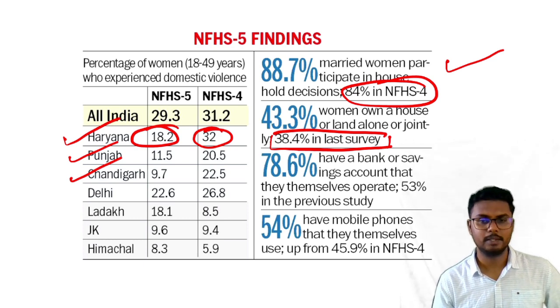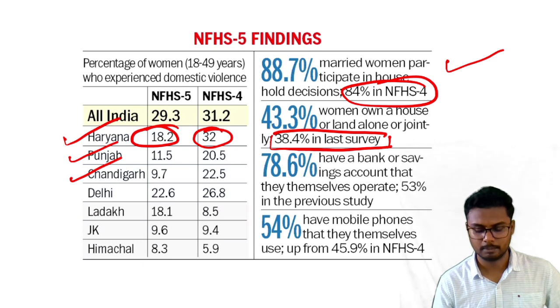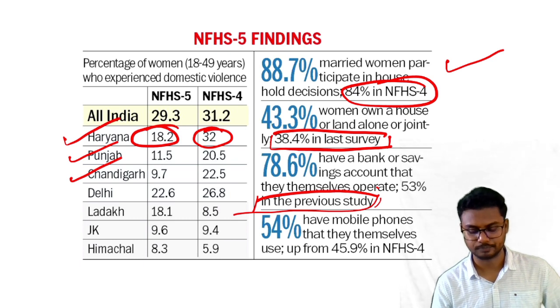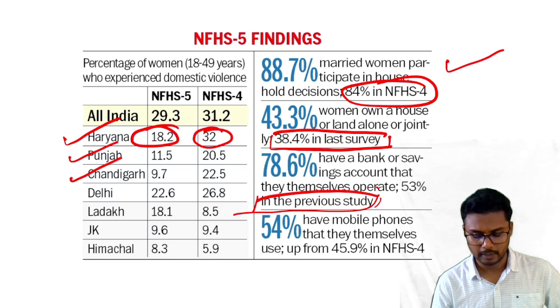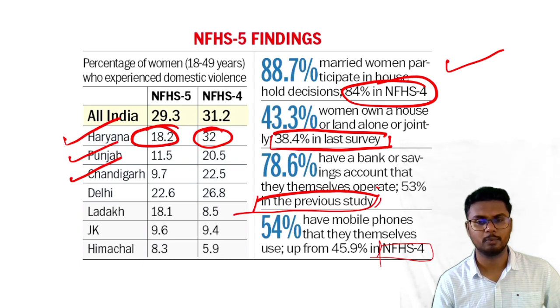Next, 78.6% have a bank or savings account that they themselves operate, 53% in the previous study. So 53% of women had bank accounts in the previous survey. Now it is 78.6%. Also, according to NFHS 4 findings, 45.9% had mobile phones that they themselves used.